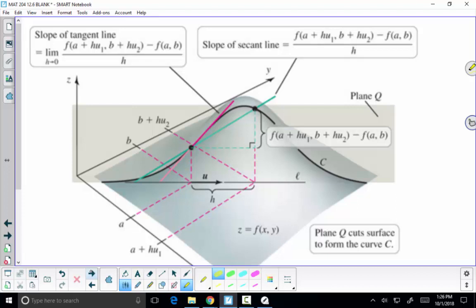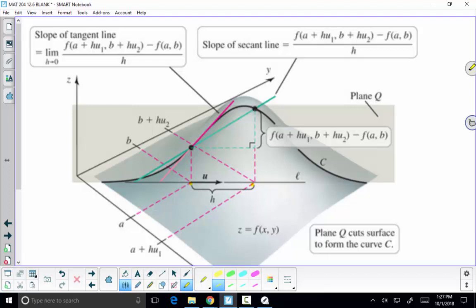The numerator is a change in function value. The denominator is a change in domain values. So h is the distance between a comma b, right there, and then we have the plus a little bit in the a direction, plus a little bit in the b direction, which puts us over there. So this difference right here is h, that's down in the denominator, and then we go up to our function for both, and we take the difference, and that's the numerator, that's building this secant triangle.